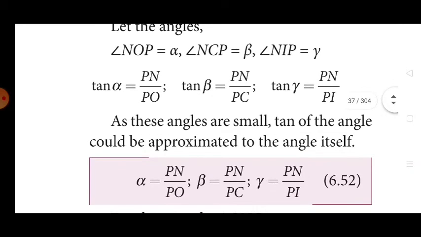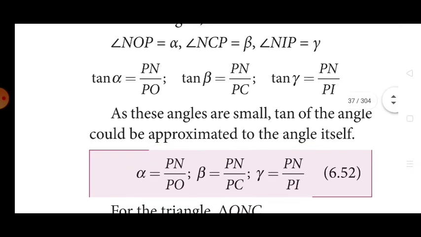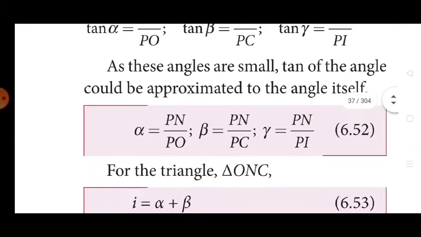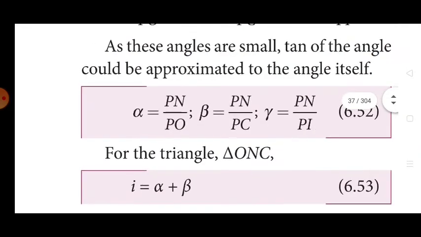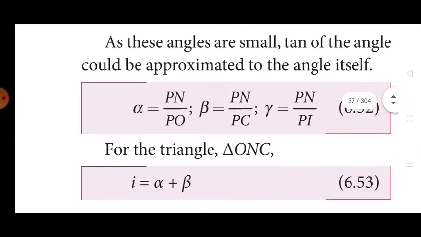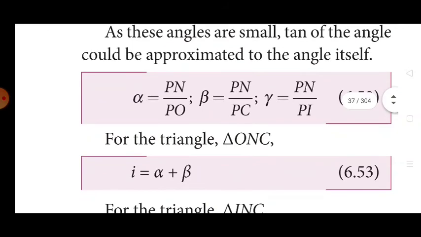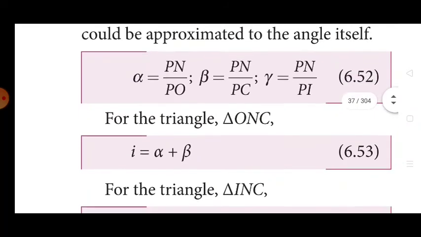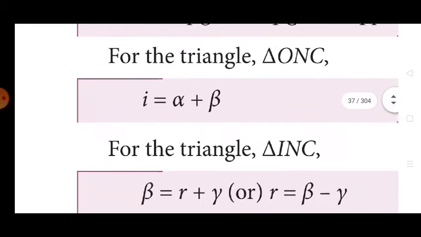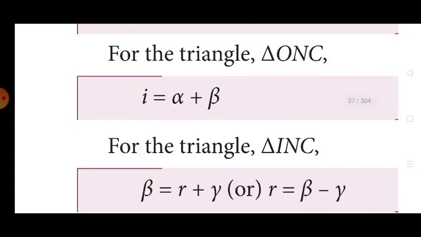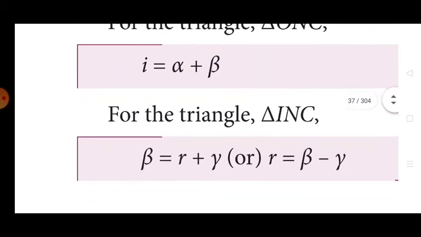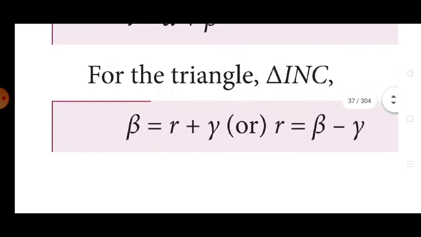So we get alpha is equal to PN by PO, beta is equal to PN by PC, gamma is equal to PN by PI, because the angles are small. So for the triangle ONC, i is equal to alpha plus beta. From the triangle INC, beta is equal to r plus gamma, or r is equal to beta minus gamma.